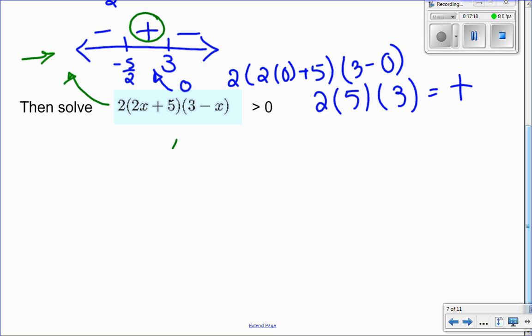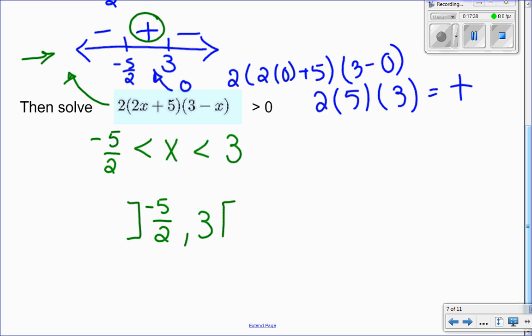So we can say it's going to happen between negative 5 over 2 and 3. We can write that like this. When x is greater than negative 5 over 2 and when x is less than 3. Or we can use interval notation, not including those values. And that answers that question. So where is the function greater than 0? Well, wherever the function is positive, and that only happens between negative 5 over 2 and 3.